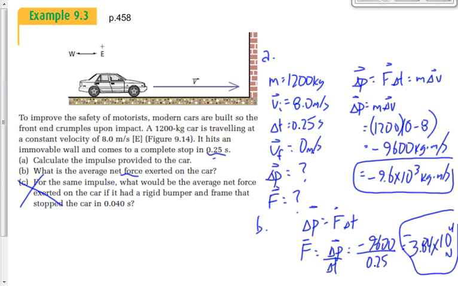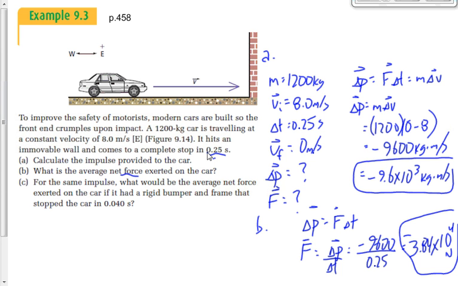It's a big force, right? That's going to hurt. If you're a passenger in there, it's going to hurt. It's a big force. But if there was no crumple zone, it would hurt more. We'll see why in just a second. Let's take a look at C. That'll explain why.